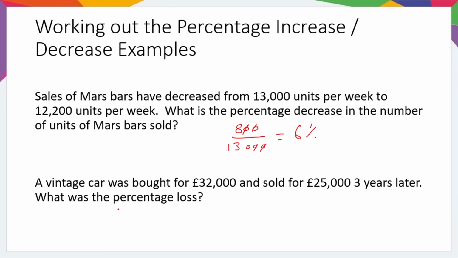So here is the percentage loss. So that's just the decrease in the value of the car. So it's gone from 32,000 to 25,000. So that is a difference of 7,000. It was originally 32,000. So that's our calculation. Again, you can keep the 3 zeros on the 7,000 if you want, but 7 divided by 32 times 100 is the same as 7,000 divided by 32,000 times 100, and it will still work out as just under 22%.